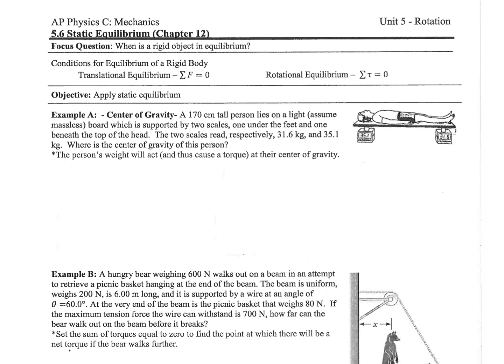Static equilibrium you're going to have an easy time with. It's not that big a deal. Basically, what it says is, what do I need to do and where do I need to put weights to make sure no rotation actually happens? That's really what static equilibrium means. There's a translational and a rotational component.